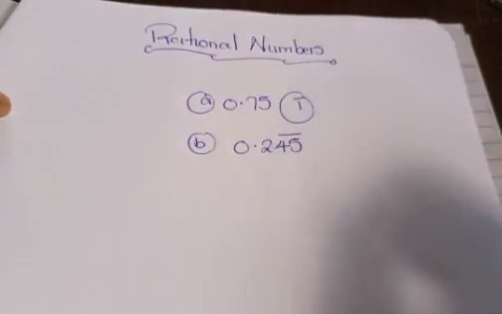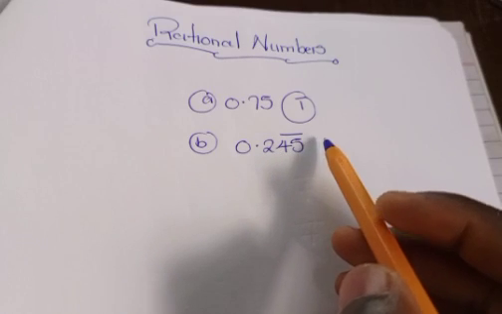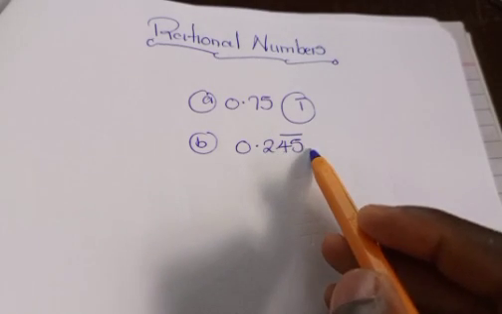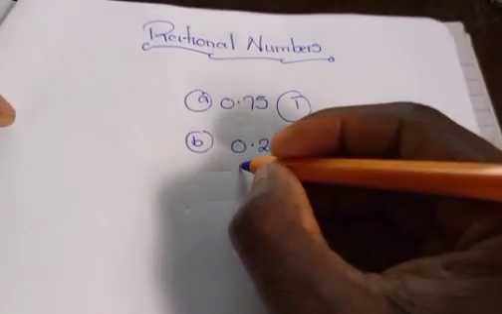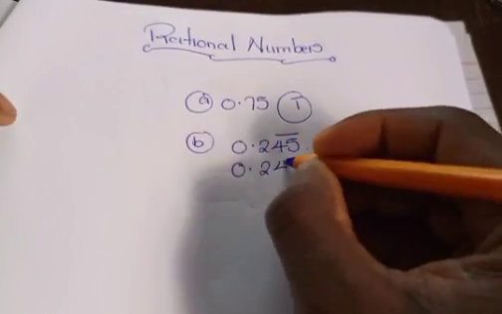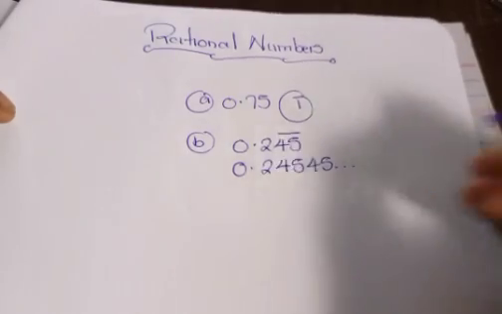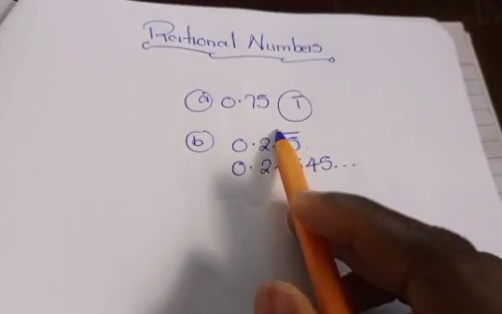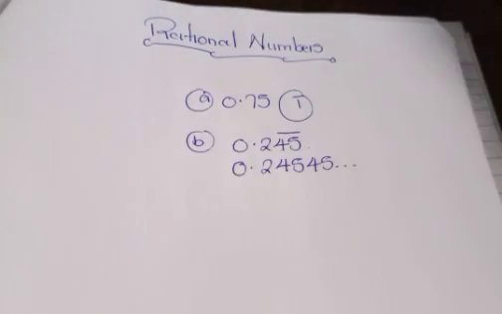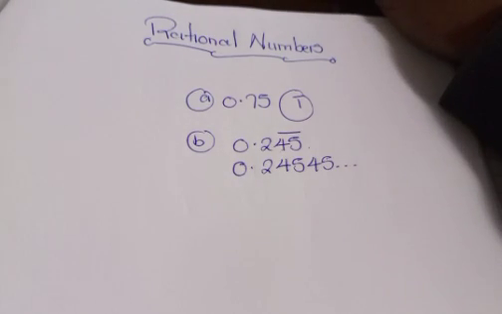Then another example that we have here is 0.245 with a bar like that. The bar on top of 45 means that the digit 45 repeats without end. It will continue going without end, so for us not to write it out, we put a bar. Why? Because we are mathematicians trying to simplify an expression.